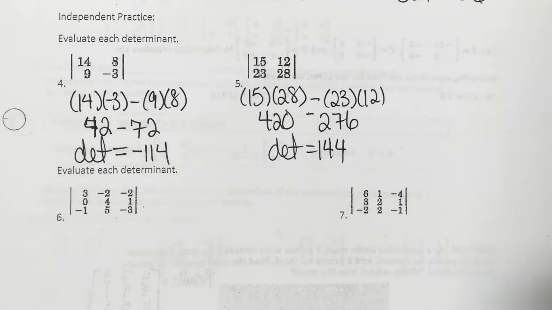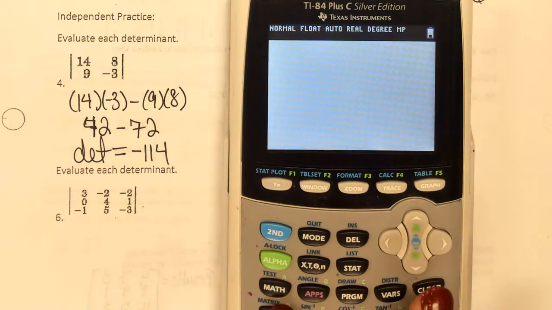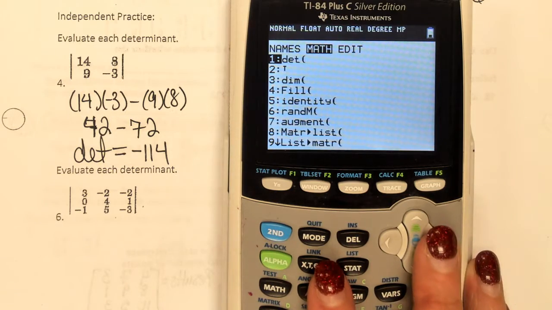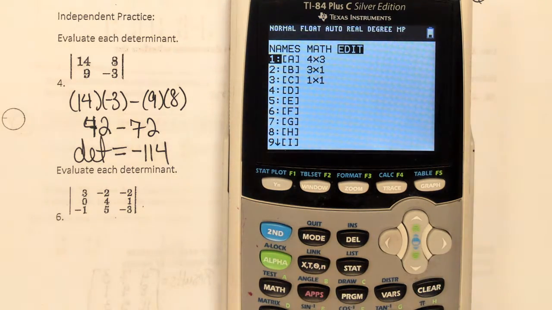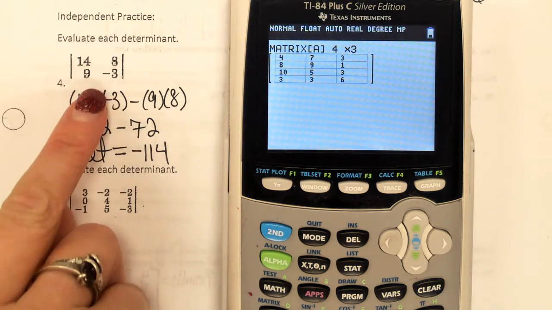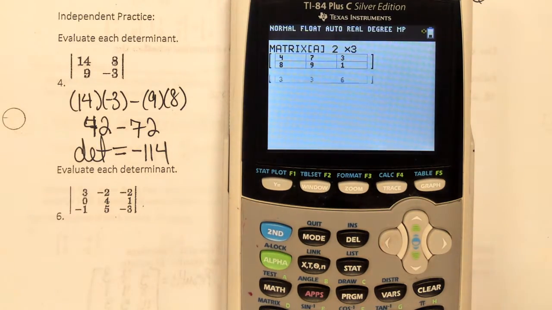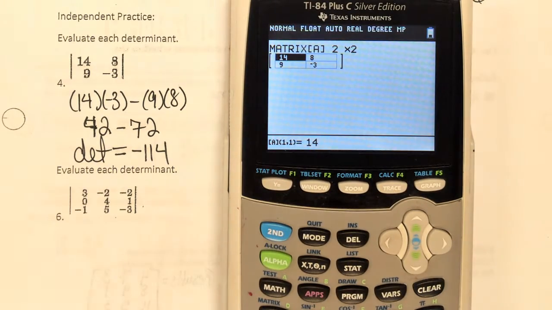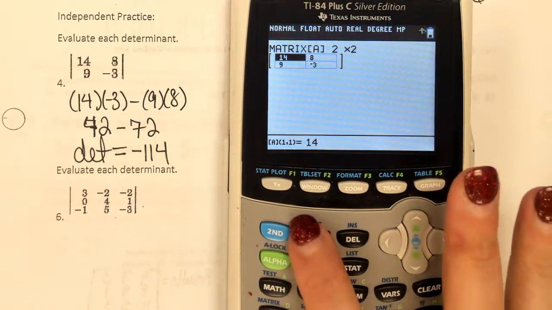Let's type it in. You ready? All right, so we go to second matrix. We go over to edit. We hit enter. And we do it just like we always do. That's a 2 by 2, right? Alright, everybody good so far? Alright, then we have to get out of edit mode. So we're going to hit second quit.